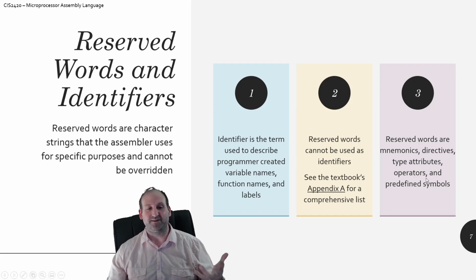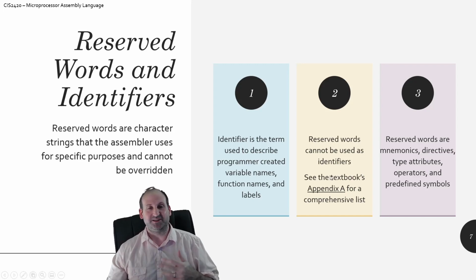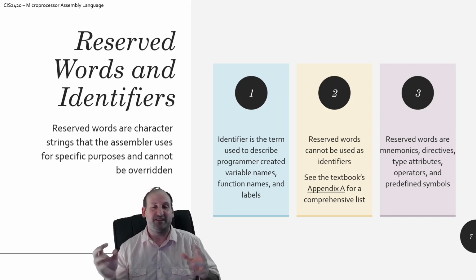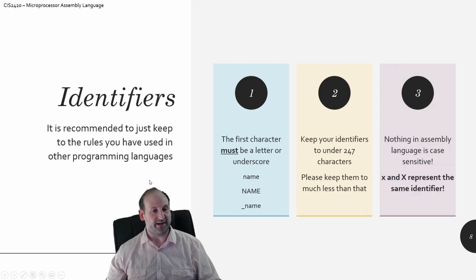And so reserved words are mnemonics, right? Directives, operators, operations, predefined symbols, things like the word if, or the word move, or add, or in this case, C and DD and things like that. The names are going to be pretty similar to what you expect them to be. We're going to see very soon that the actual operations are going to sound like what they actually do. That's what the word mnemonic is all about.